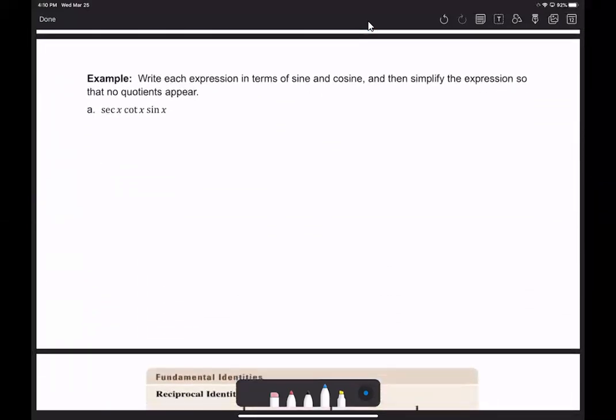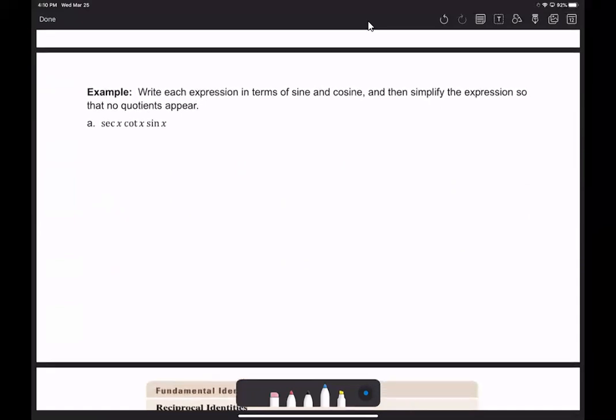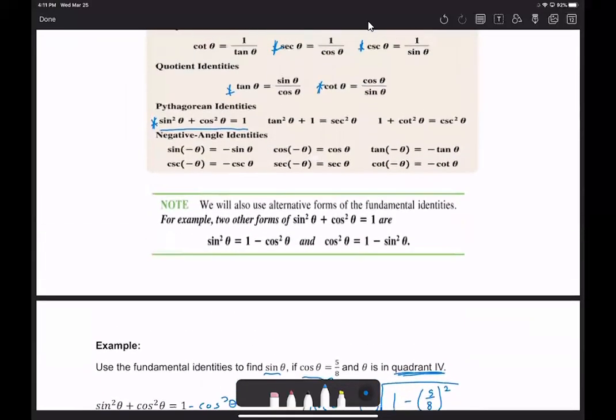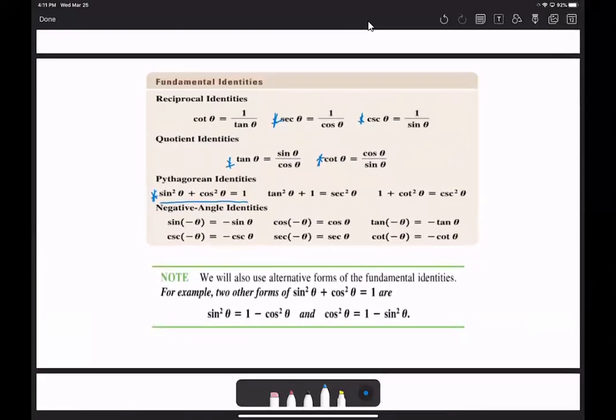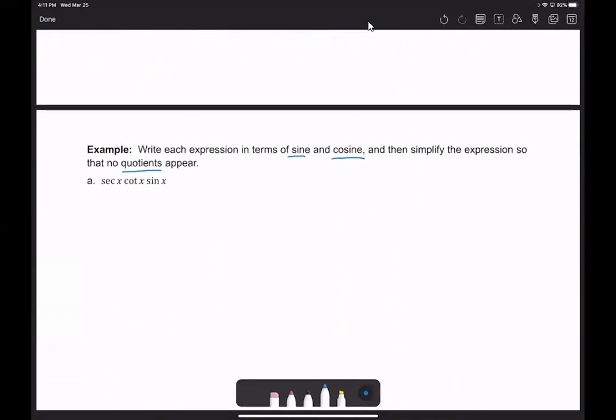So for the next few examples, what they want us to do here is to write each expression in terms of sine and cosine, simplify the expressions, and make sure once we simplify that no quotients appear. Remember, quotient means a fraction. So if you go back and look, remember what I said up here, that all of these trig functions can be rewritten in terms of either sine or cosine if they're not sine or cosine. So my first trig function is secant.